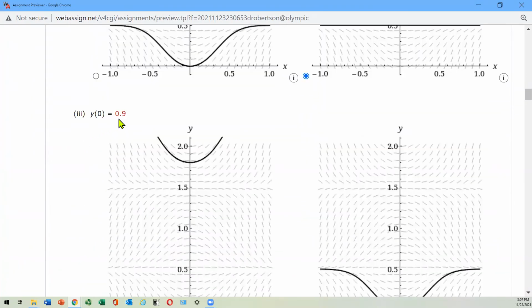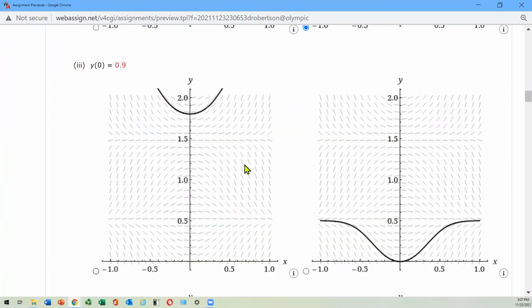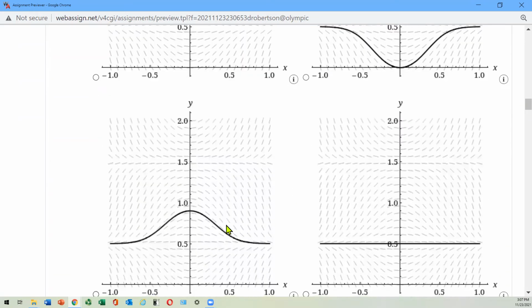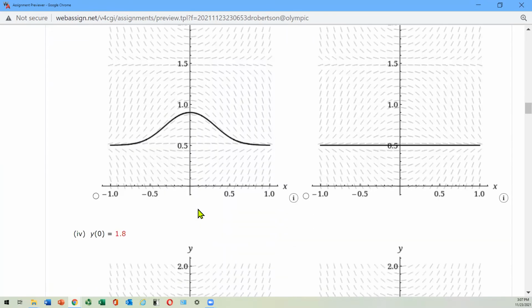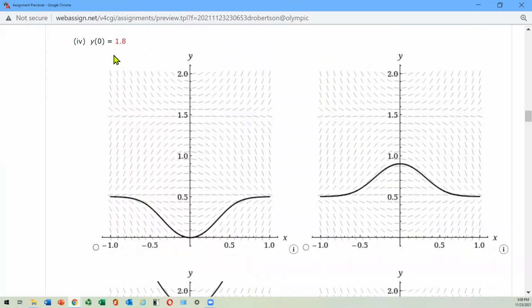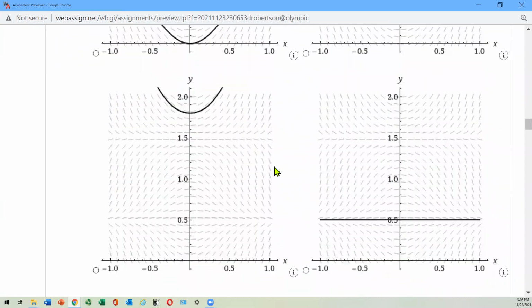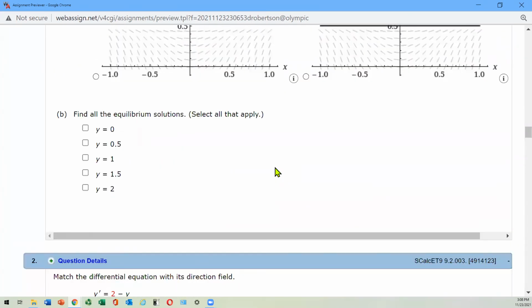Now y of 0 equals 0.9. Well, if I pick this one just to say it, 0.9 is about here. If it's 0.9, do you see it kind of has a curve that goes like this? Looks like a big hat. So I would have picked this picture here. And 1.8 and so on. So I'll let you figure out the rest of those guys.